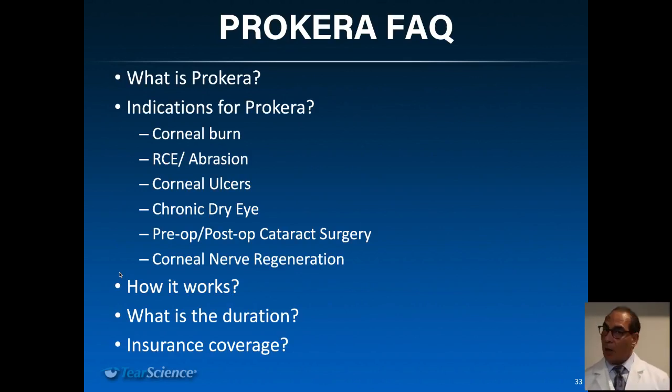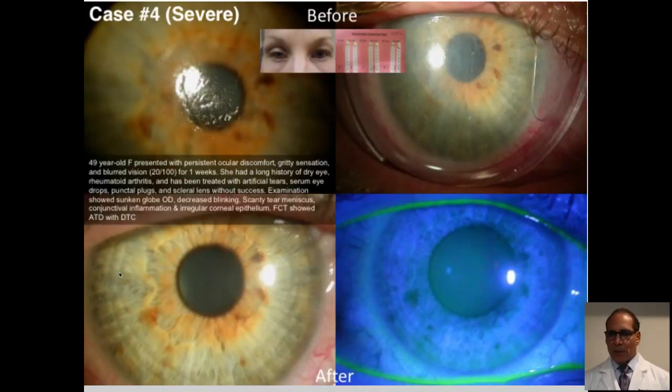And third, it is costly. It's about $2,500 for one lens. Insurances do cover it, subject to whatever your copay or deductible would be, but we always submit it to the insurance, and it generally is covered. Okay? All right. So here's some before and after pictures.